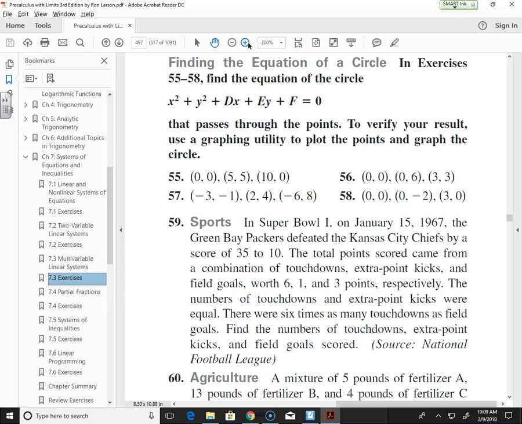6 times as many touchdowns as field goals. So I can say that the number of touchdowns, X, equals 6 times field goals, which is Z. Hold on, some of you might have switched that one. There were 6 times as many touchdowns, so touchdowns were 6 times more than field goals. Does that make sense?